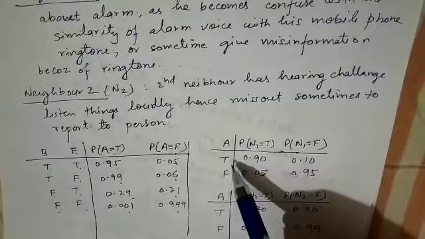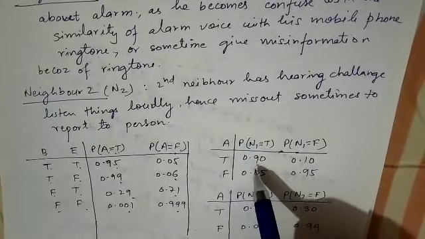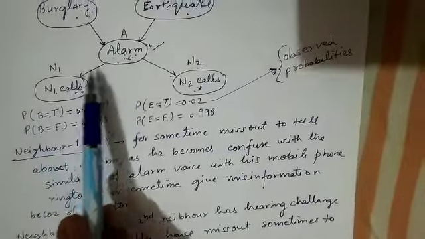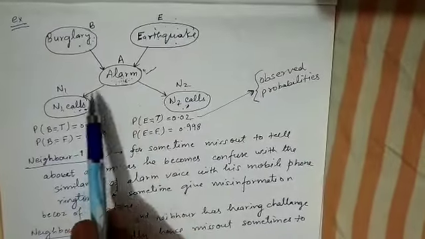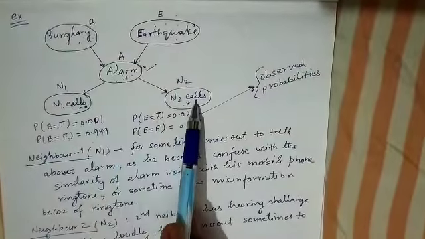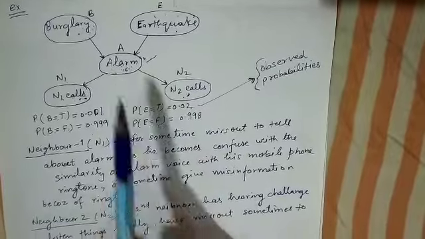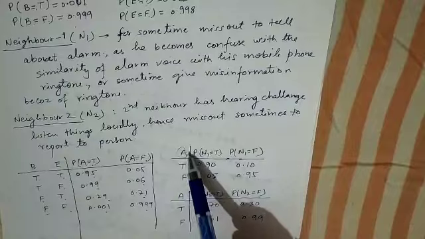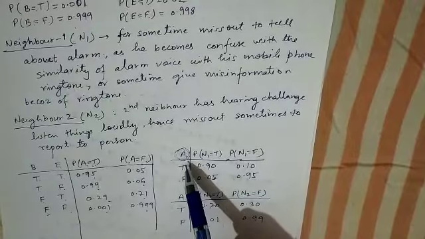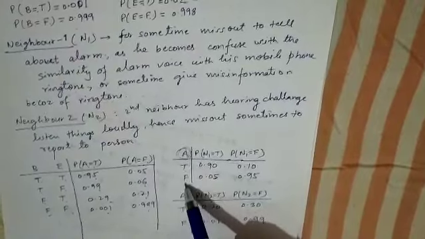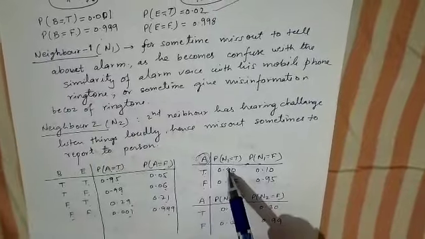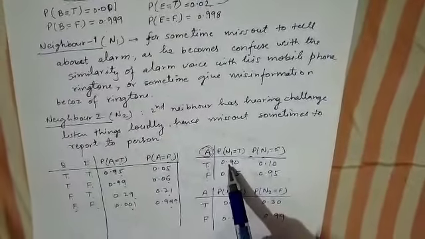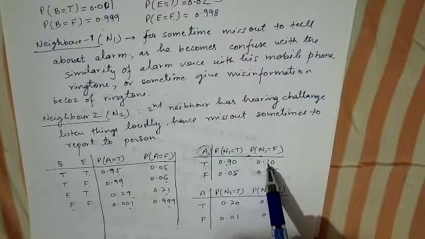Similarly, neighbor N1 has only one parent, A, so the conditional probability will depend only on A. Similarly, N2 will depend only on A. In this table there is only one conditional variable, alarm. If alarm is true, alarm is false. If alarm is true, then the probability of neighbor 1 telling the information is 90% and not telling 10%.